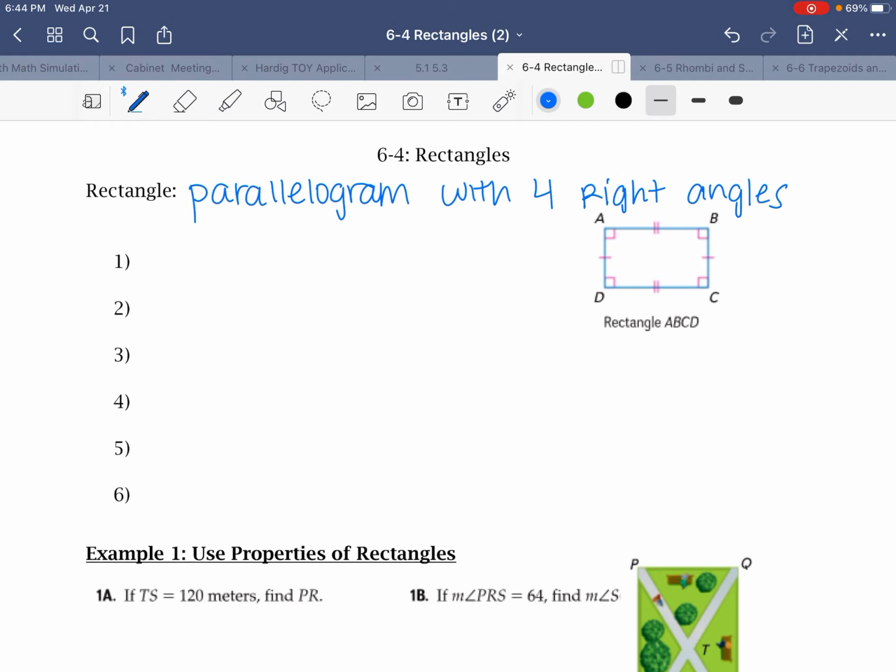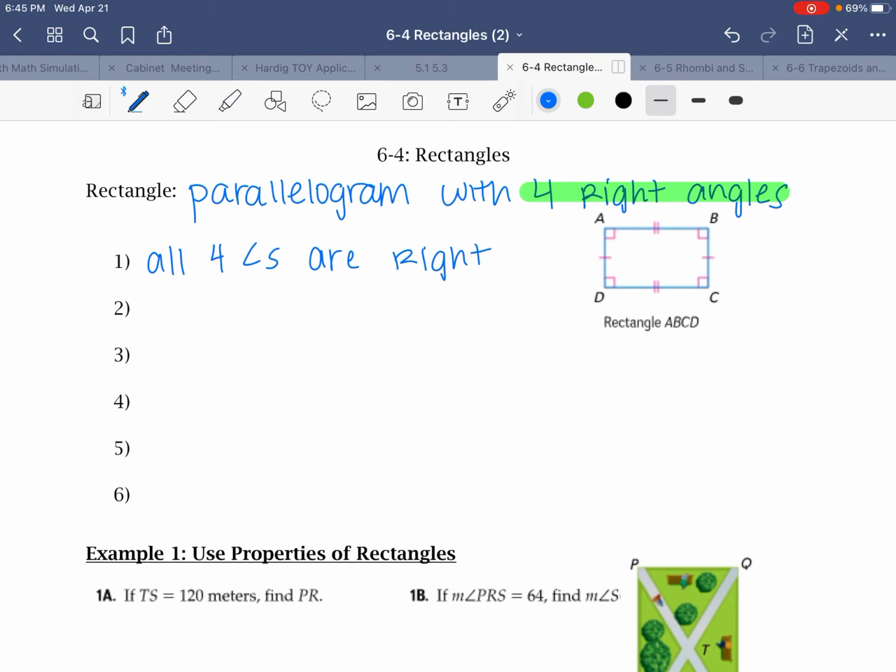Now remember, parallelograms have opposite sides that are congruent, opposite sides that are parallel, opposite angles that are congruent, and opposite angles that are supplementary. So all of those definitions still apply to a rectangle, except now our new part is that all four angles have to be right angles, which leads us to our first characteristic, where all four angles are right.